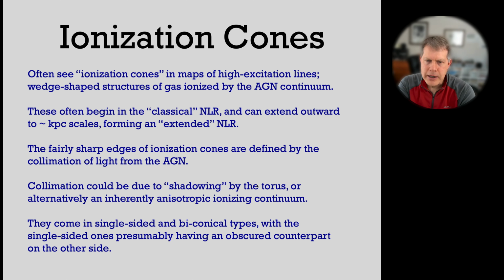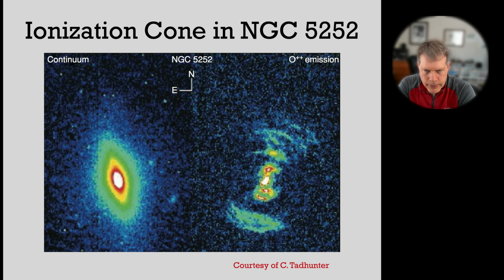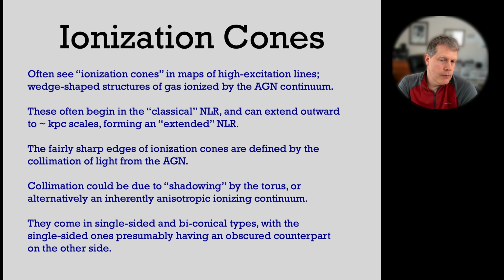But again, the standard idea is that the torus of the unified model is likely the collimator here. Another point to make is that these ionization cones come in both single-sided and biconical types. Here you have a single-sided type. Here you have a clear biconical type. That single-sided or biconical morphology, well, the idea there is that the single-sided ones presumably have an obscured counterpart on the other side that you're not seeing very easily due to the obscuration.